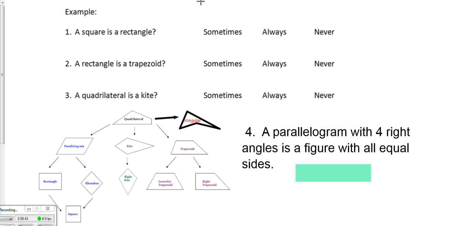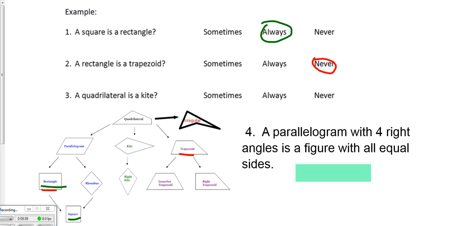So let's look at some examples of how that works. Have a small version of our hierarchy here. A square right here is a rectangle. Well, it's underneath it, so always, square is always a rectangle. A rectangle is a trapezoid. Rectangle is here. Trapezoid is over here. They're completely different branches, so you can never draw a rectangle that is also a trapezoid, so never.